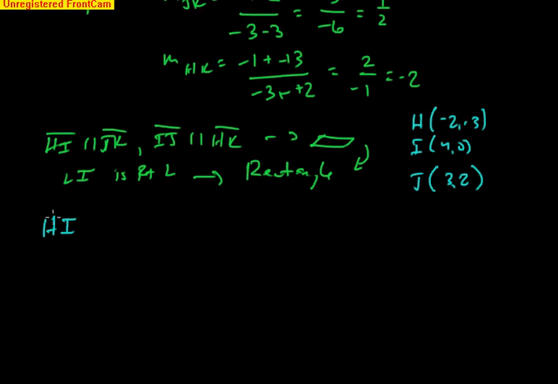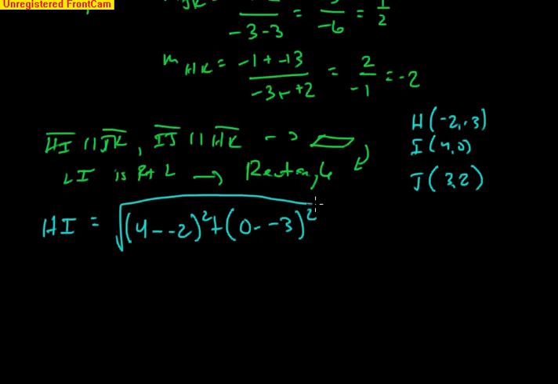Okay. So to find the distance from H to I, I'm going to use x's first. 4 minus -2 squared plus 0 minus -3 squared. That's inside a square root. 2 things at once. Plus plus, 4 plus 2 is 6, and 6 squared is 36. Plus plus, 0 plus 3 is 3, and 3 squared is 9. And this comes out to be the square root of 45.